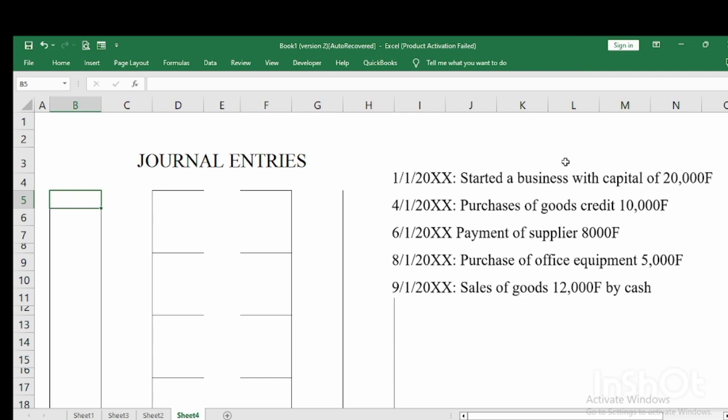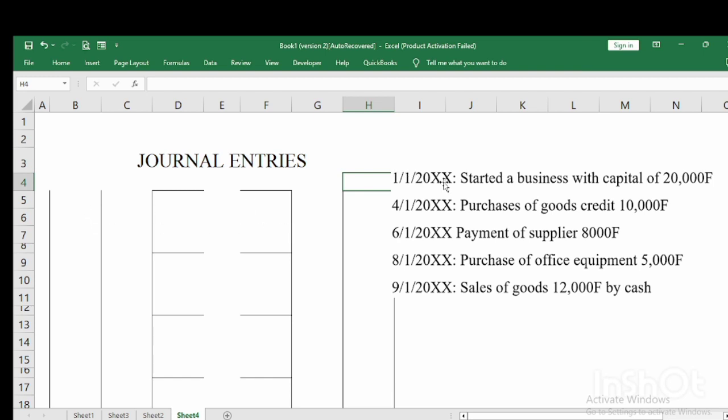Right, so here we have our debits and credits. We are going to write the account number here, the debited account here, and the credited account here, and then the amounts here as well. And here will be for the narrations or the details.